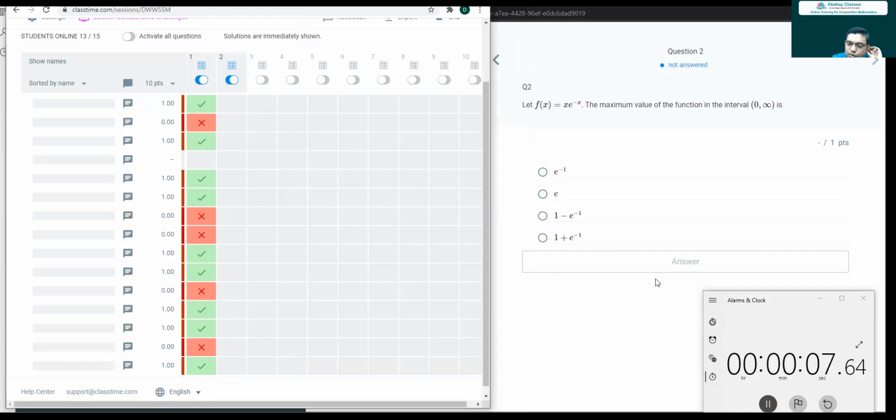f of x is equal to x into e power minus x. The maximum value of the function in the interval 0 to infinity is.